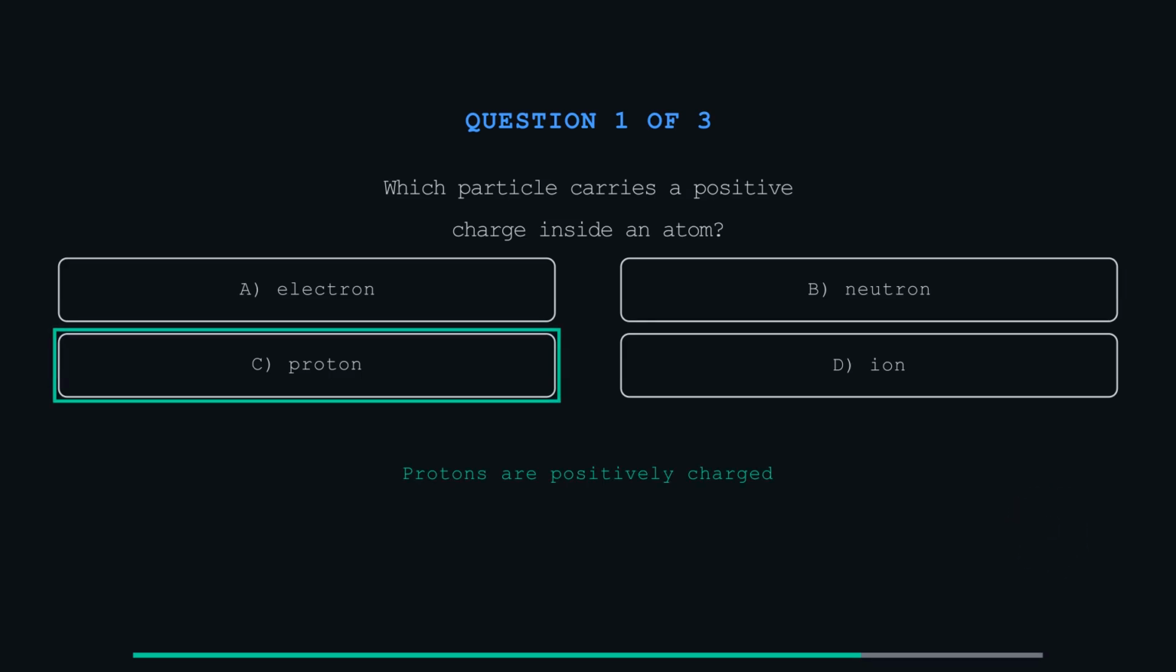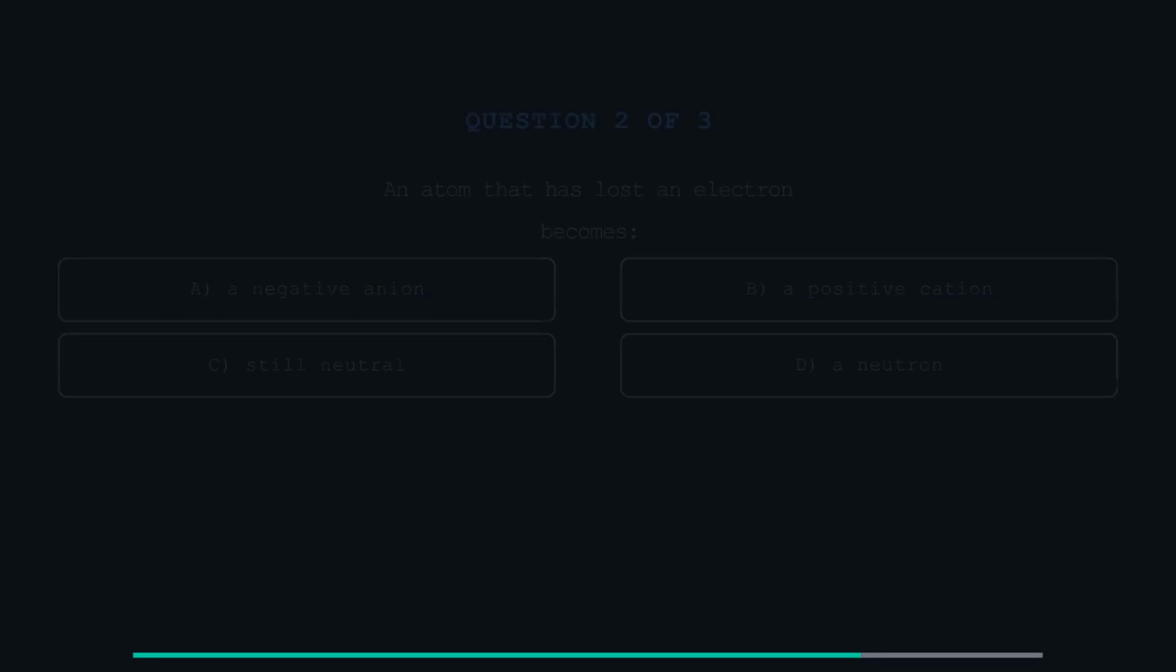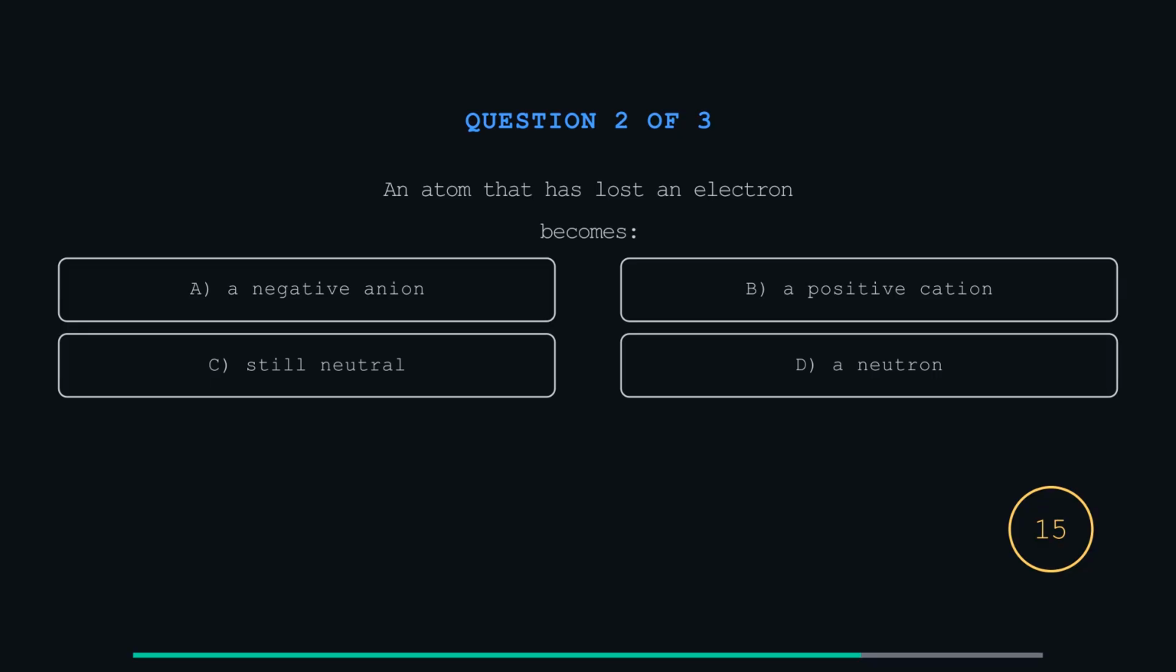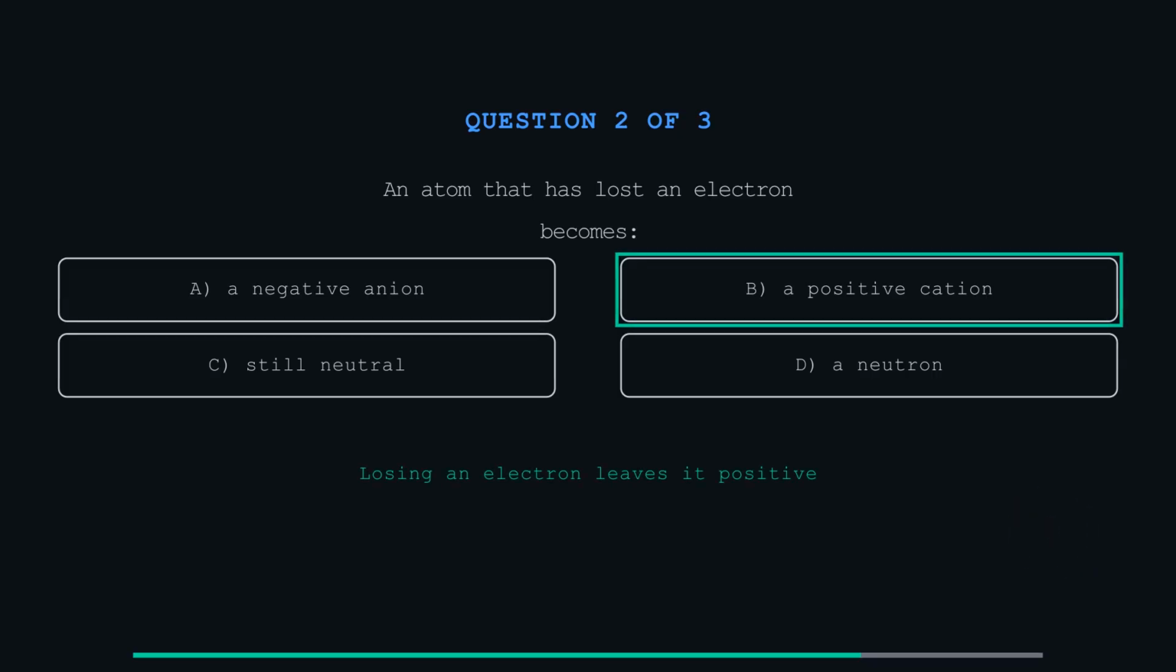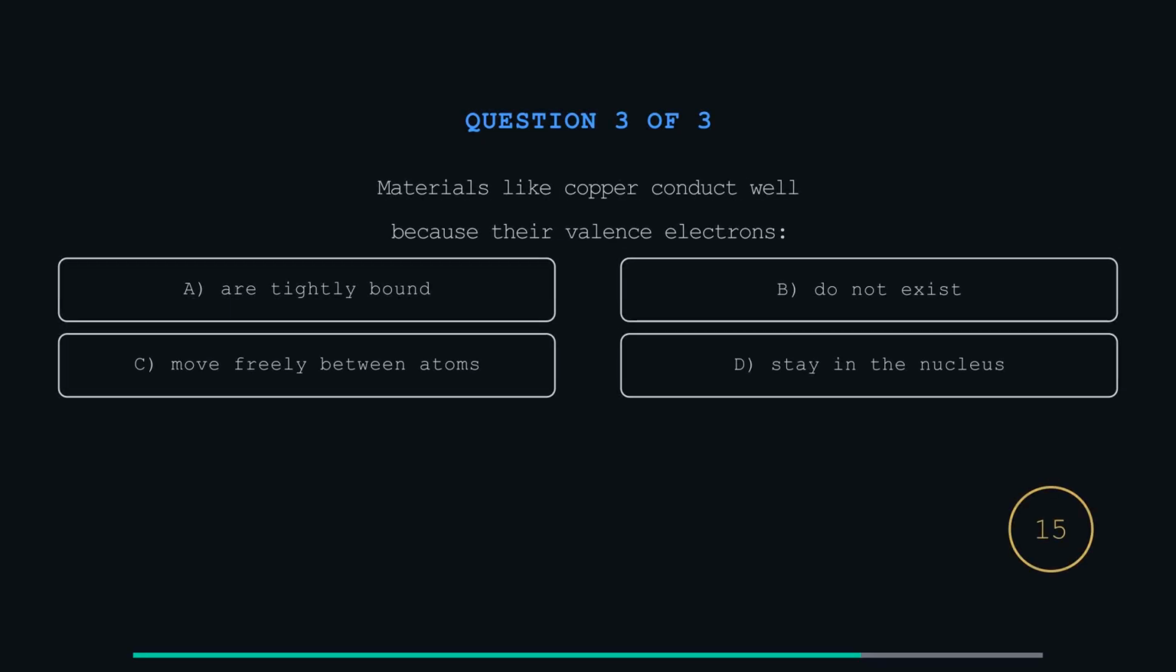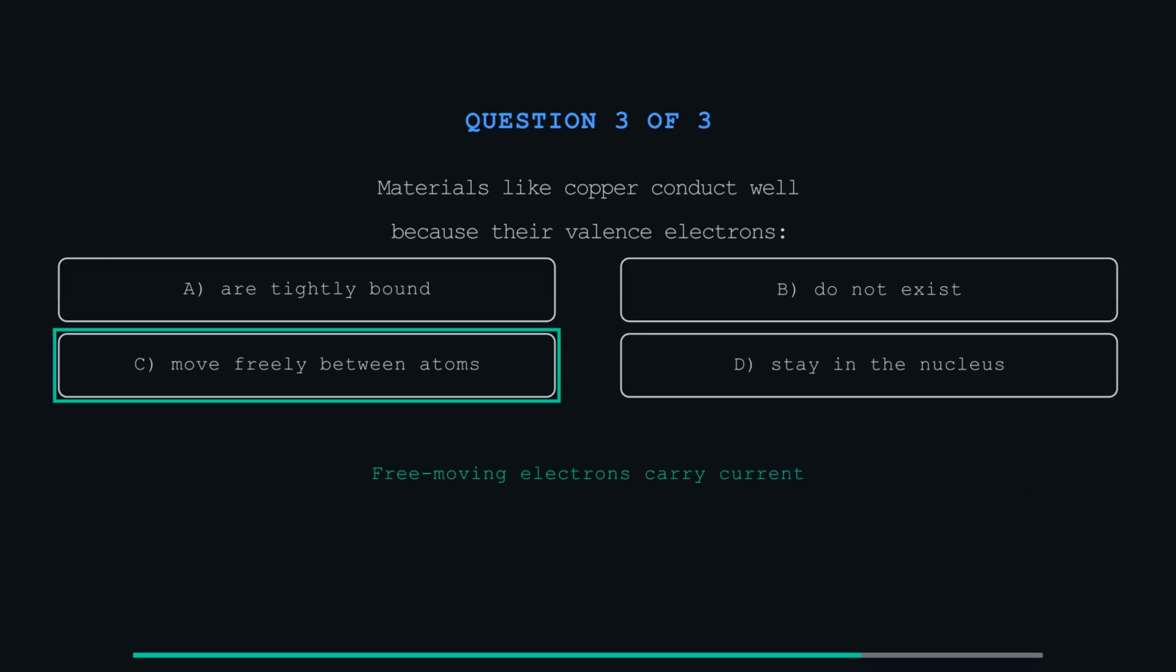The correct answer is C. Protons are positively charged. The correct answer is B. Losing an electron leaves it positive. The correct answer is C. Free-moving electrons carry current.